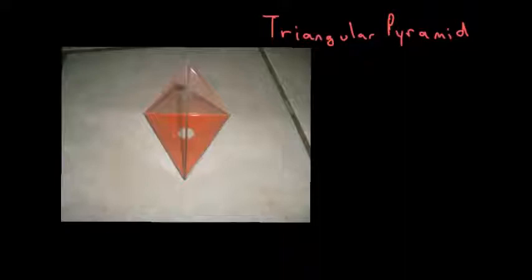Alright, next I have a triangular pyramid. So a triangular pyramid is only going to have one base, and in this case, because it's a triangular pyramid, it's a triangle. And then off of that triangle, you're going to have three different triangles. So your shape's going to look somewhat like that for our net. So in a pyramid, all of your lateral faces are going to be triangles.